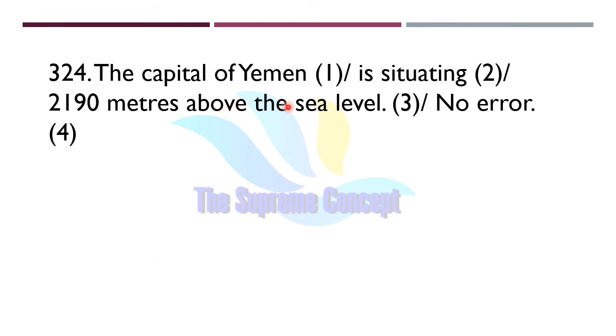The capital of Yemen is situating 2190 meters above the sea level. So find out where is the error in this sentence. Yes, yeah, so you are correct. Error lies in part number 2. Okay, so here is situating is totally wrong. Okay, we cannot use any gerund or ing form of situating. Okay, so it will be situated instead. It will be what? Situated.